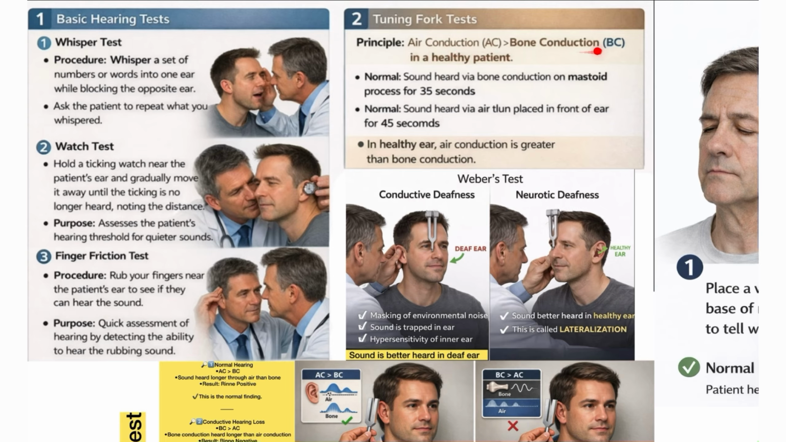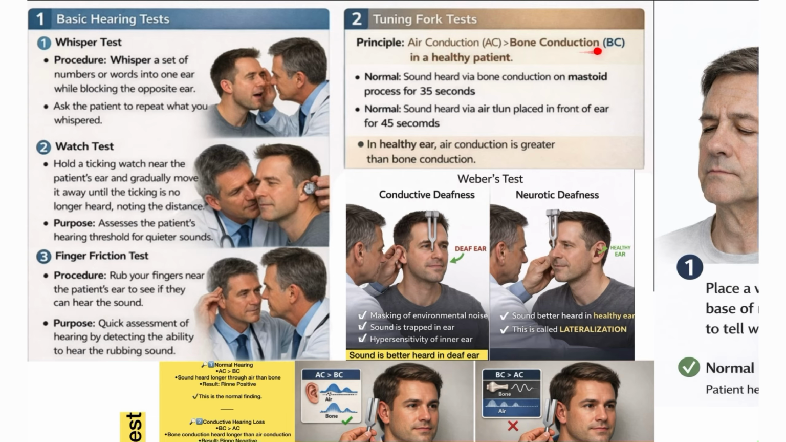And in sensorineural hearing loss, both air conduction and bone conduction are reduced, but still air conduction is a bit longer than bone conduction, and this is called Rinne reduced positive, and this indicates inner ear or auditory nerve pathology. False negative Rinne occurs in severe unilateral sensorineural hearing loss.